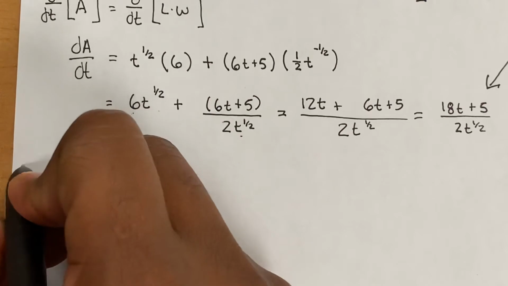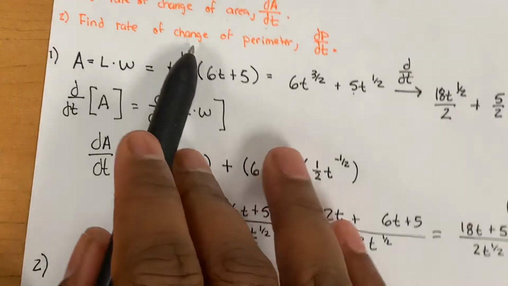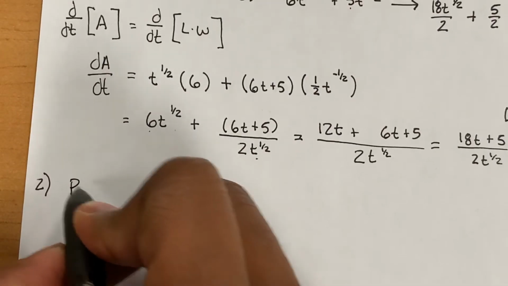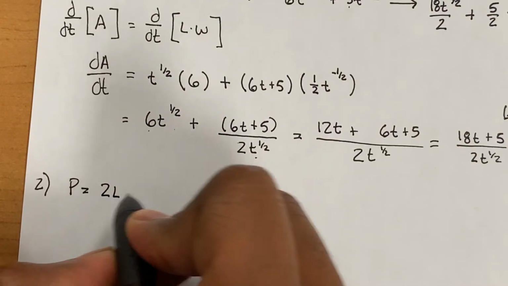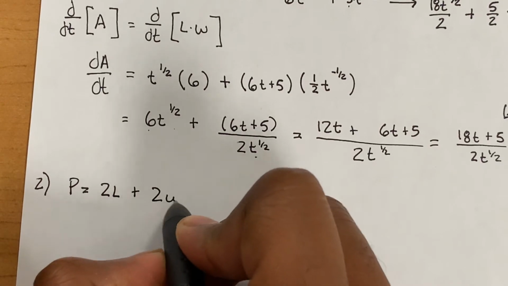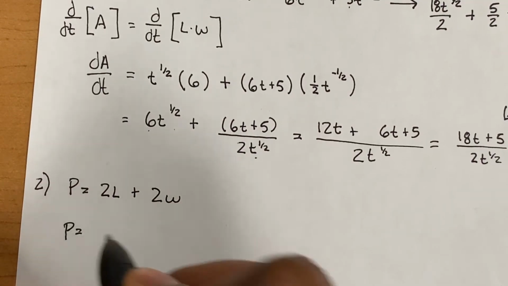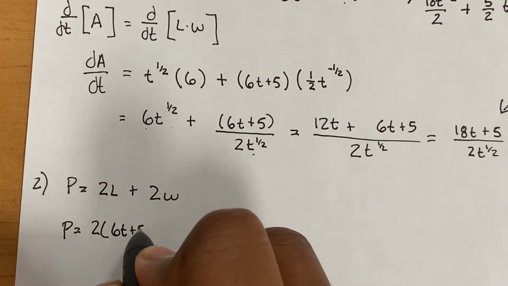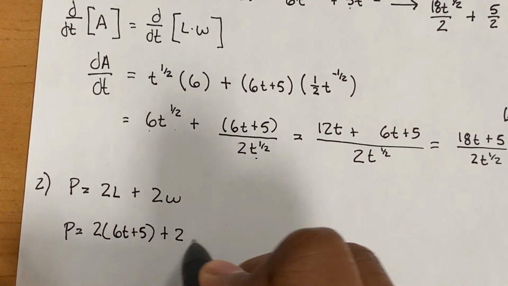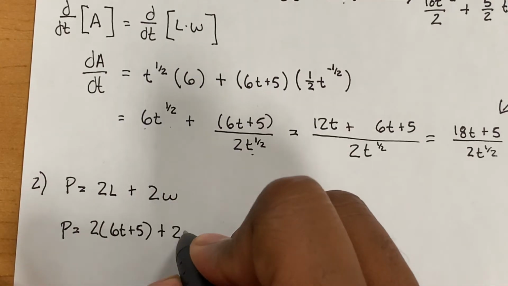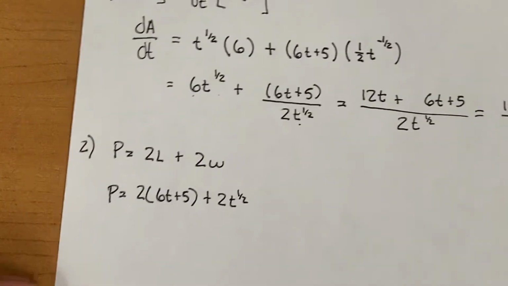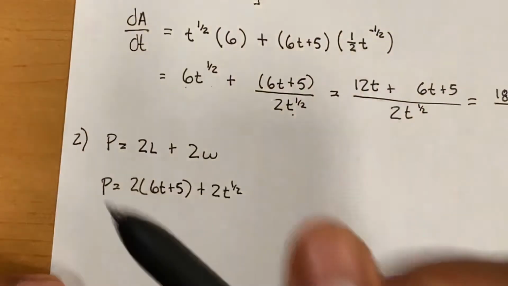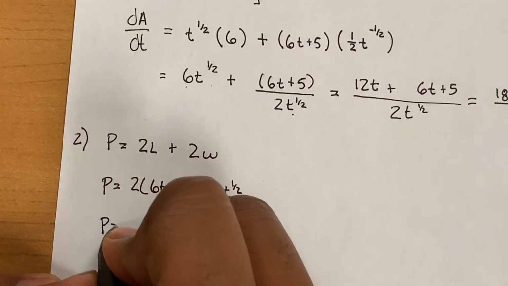So for number 2, we're finding the derivative of the perimeter. Remember, for a rectangle, perimeter is P equals 2L plus 2W. So in our case, we're going to have P equals 2 times 6t plus 5 plus 2 times t to the 1/2. Now, this doesn't require the product rule, but we're going to do it so we can keep up with basic geometric formulas.